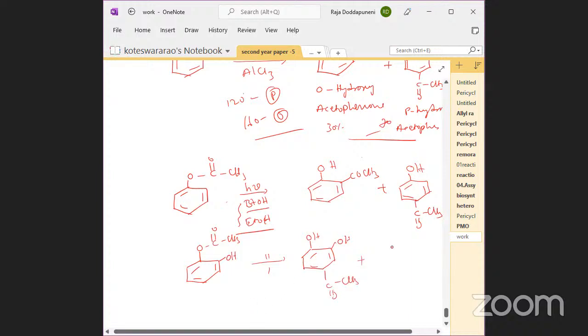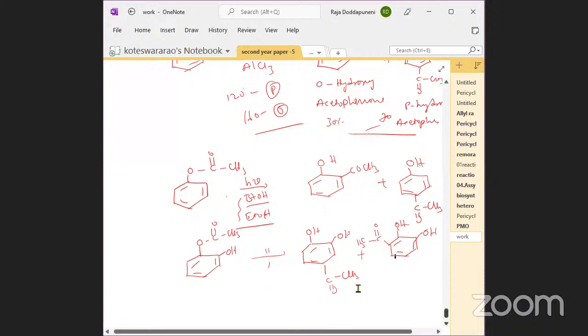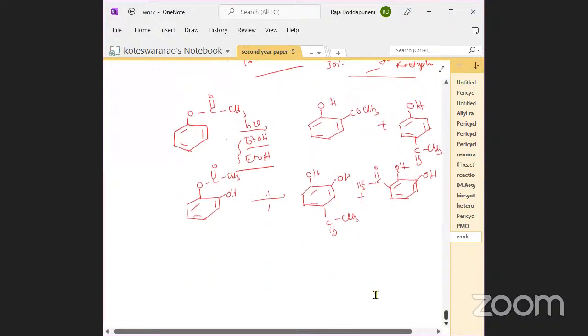And the second product is the ortho substituted product, that is CH3, 2,3-dihydroxy products. So 2,3-dihydroxy products are generated. Similarly, not only esters, ethers can also participate in the photo-Fries rearrangement.